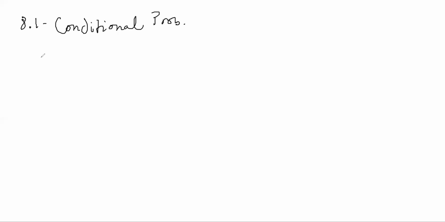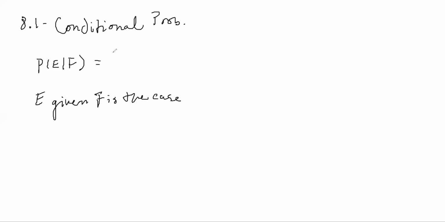Basically, what we're saying is that if we have this, it's E given F is the case. And we know that the probability of E given F is the case is going to be the probability of E intersecting with F, so what are the similarities between E and F, divided by the probability of F.